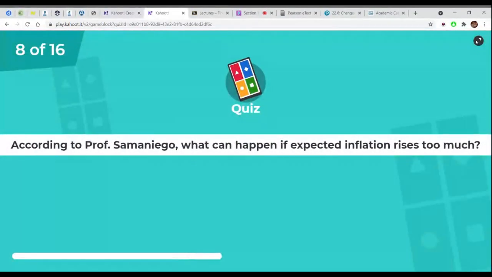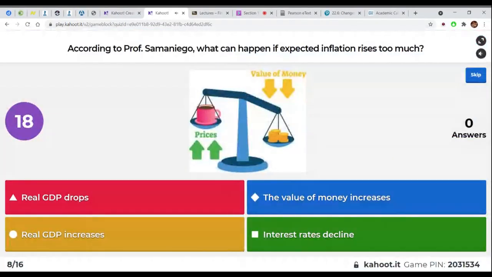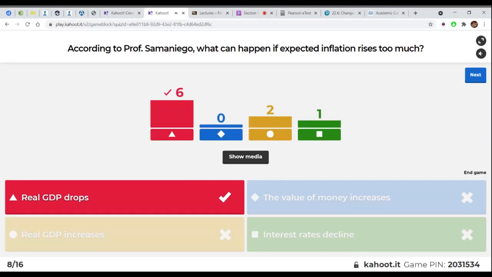Question 8, according to me, what might happen if expected inflation rises too much? The value of money increase, will interest rates decline, real GDP increase, or real GDP drop? Real GDP might drop indeed.